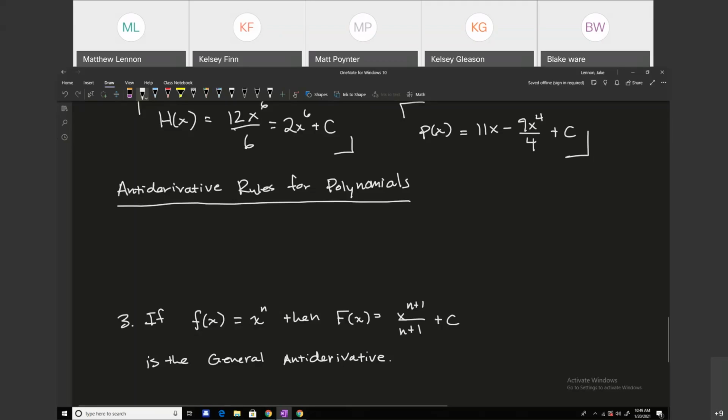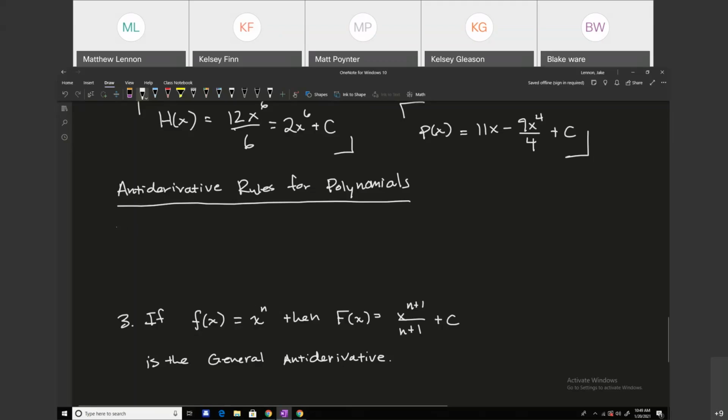Okay, so that's the main rule we were utilizing up there. Add 1 to the power, then divide by that. You can contrast that to the derivative. With the derivative, you bring the number down to multiply, and then you subtract 1 from the power. So this is exactly the opposite. You add 1 to the power first, and then divide by that.